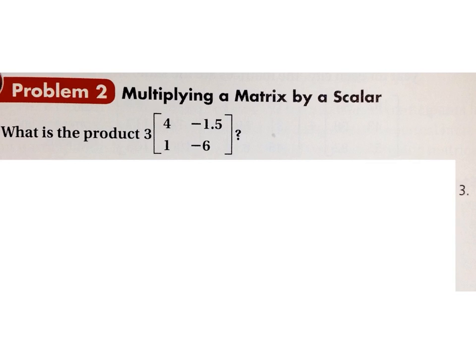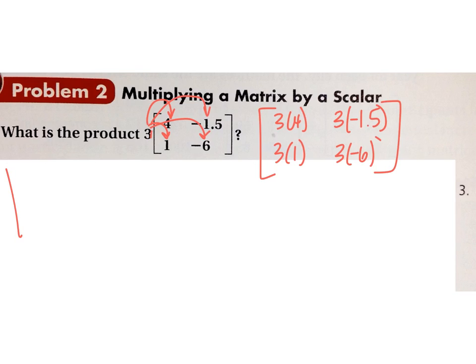It's kind of the same thing as if I asked you to do like 3 times x plus 6. You would just distribute, right? Well, I'm asking you to do the same thing, really. So you're going to distribute the 3 to each element. If there's 4 elements, you're going to multiply by 3 4 times. So we're going to do 3 times 4. And then 3 times negative 1.5. And then 3 times 1. And then 3 times negative 6.